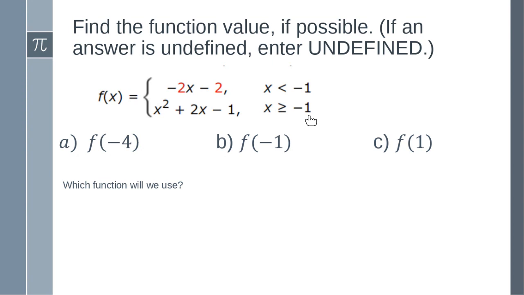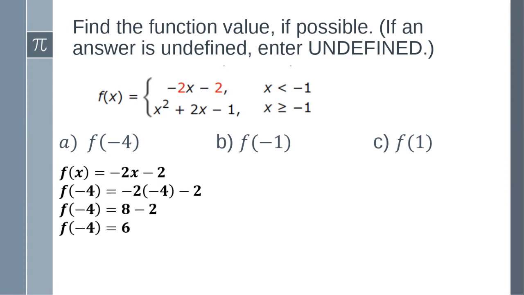So we need to decide which function to use, which equation of the piecewise function we need to use. Obviously we're not going to use the second one because -4 is not greater than or equal to -1. But -4 is less than -1. So this is the function that I'm going to use for this input. When I evaluate, my function is going to be -2x minus 2, and my input value is -4. So everywhere I see x, I'm going to plug in that -4.